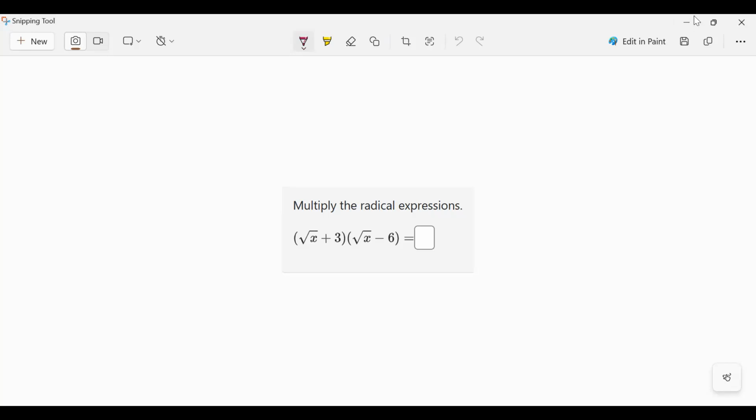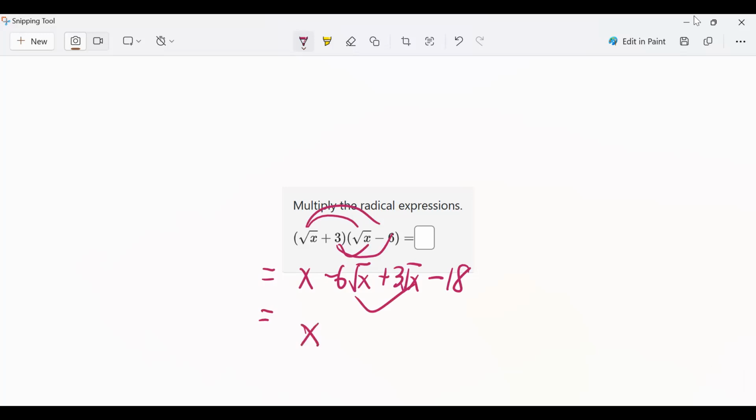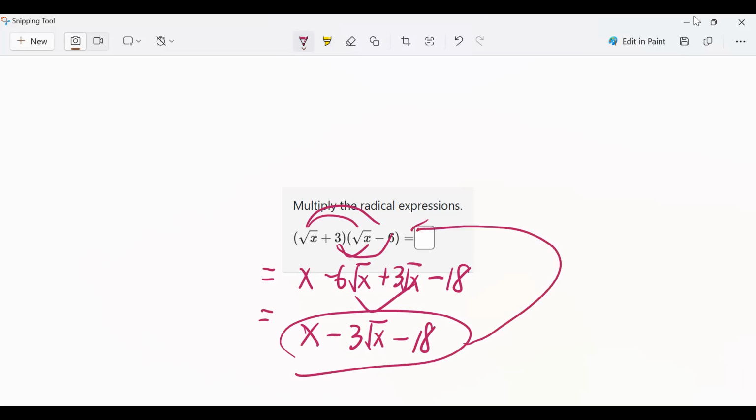All right, so let's simplify this. With this, radical x times radical x is x, and radical x times -6 is -6 radical x, plus 3 times radical x, 3 radical x, and minus 3 times 6 is -18. So now combine like terms, the middle two are like terms. So 3 minus 6 is -3 radical x, then -18. That means if you are going backwards, we can factor that into this.